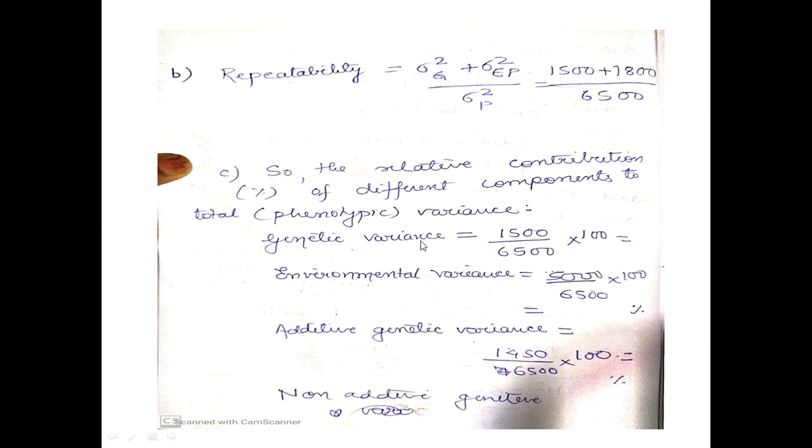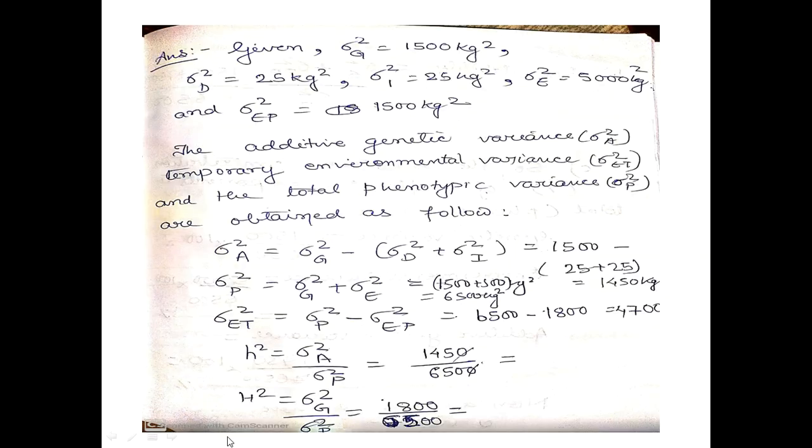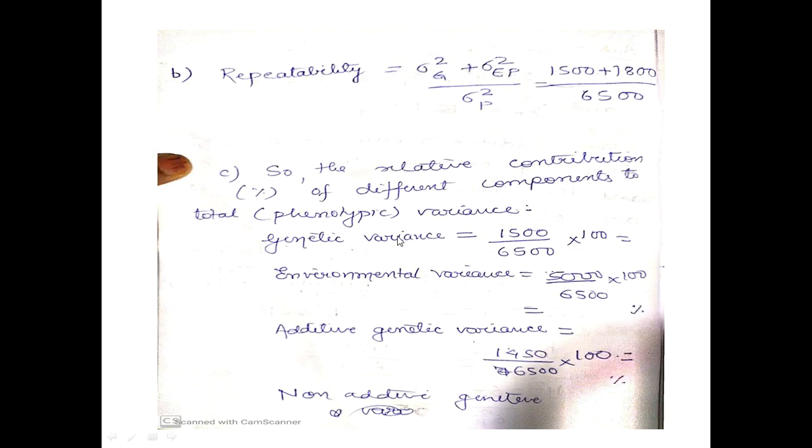Now we have to find in this question the relative contribution of different component variances of the total phenotypic variance. It was given that sigma square G was 1500 and sigma square P was 6500. You just convert it to a percentage, 1500 upon 6500 into 100. You already have sigma square E as 5000, so you say 5000 upon 6500 into 100.